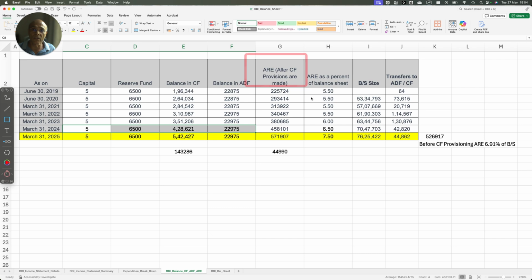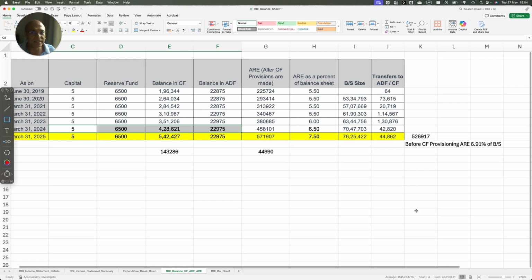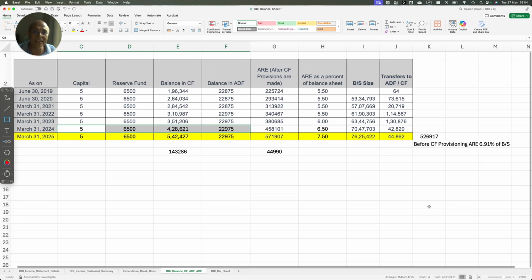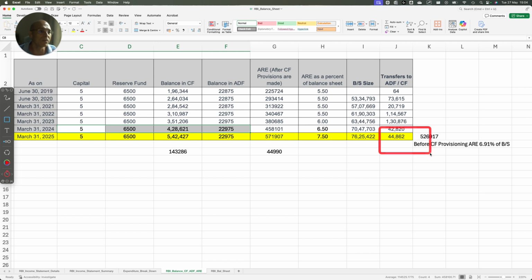Right. So in order to make it to the required realized equity, the delta, which is what? 7.5 minus 6.91%, the delta has to be transferred. That amount is 44.862K crores, which is going to enhance the balance in the CF fund from 4.28 lakh crores to 5.42 lakh crores. That's all, friends, in this video.